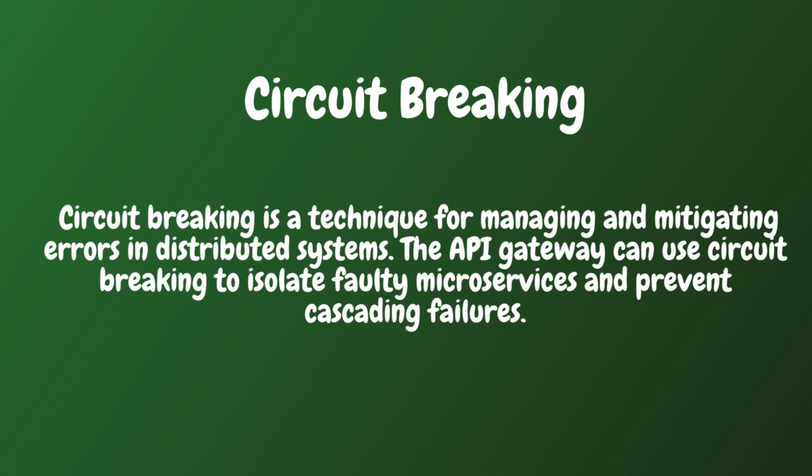Circuit breaking. Circuit breaking is about cascade failure. I have created a complete video on this particular topic, and you can go ahead and check it. Circuit breaking is very important, and you should know what cascade failure is. If a cascade failure happens, the entire API service will get impacted, and dependent API services will also get impacted. Circuit breaking is a technique of managing and mitigating errors in distributed systems. The API gateway can use circuit breakers to isolate the faulty microservice and prevent cascade failures.